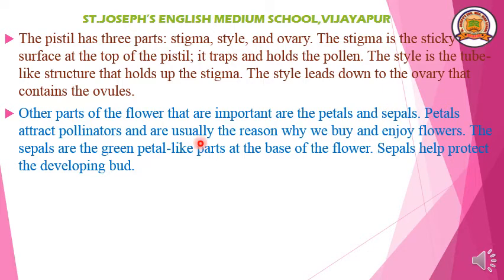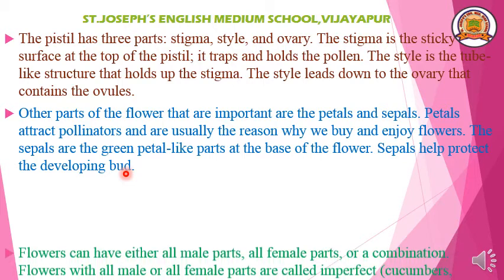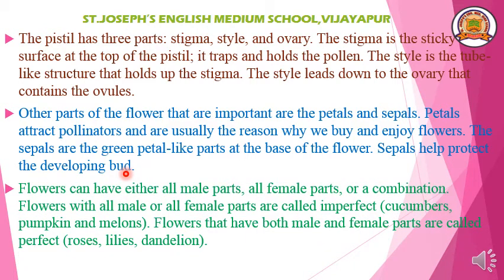The sepals are the green, petal-like parts at the base of the flower. Sepals help protect the developing bud. Sepals protect the bud from very cold or harsh winter or from wind. To protect the bud, it acts as a protector for the development of the bud.